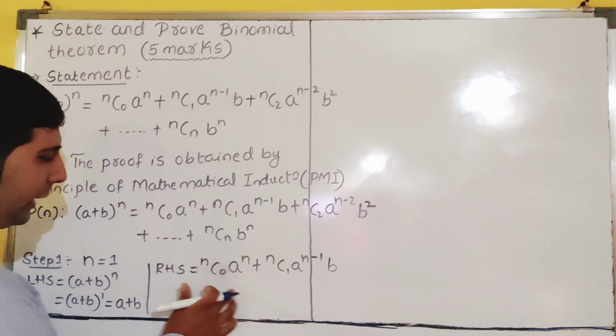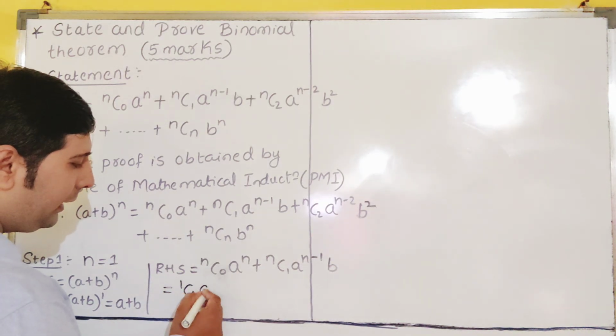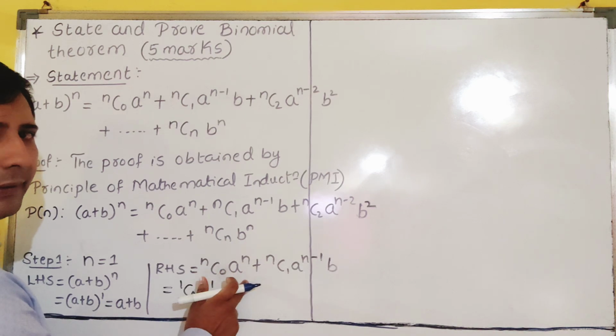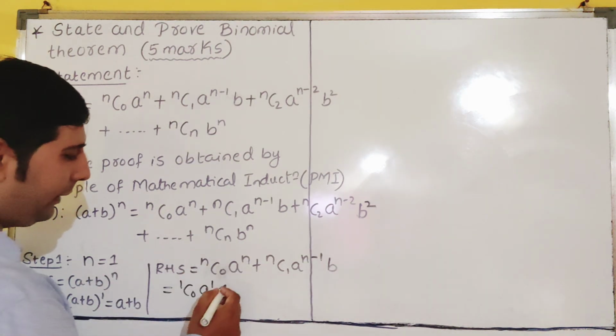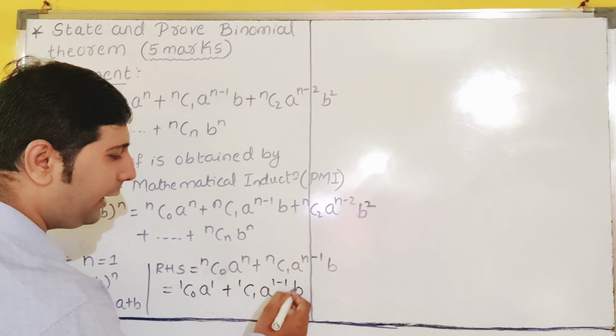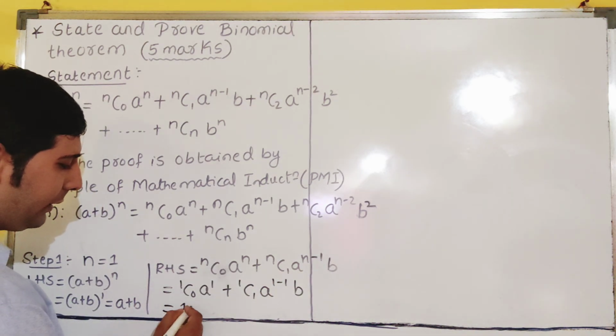Here we put n is equal to 1. 1C0 a raised to 1, n value I am putting here, n is equal to 1, plus 1C1 a raised to 1 minus 1 into b. 1C0 is nothing but 1, dear students.